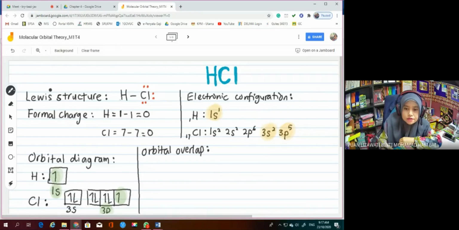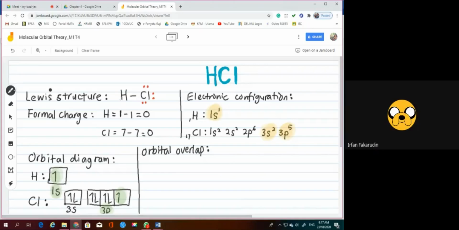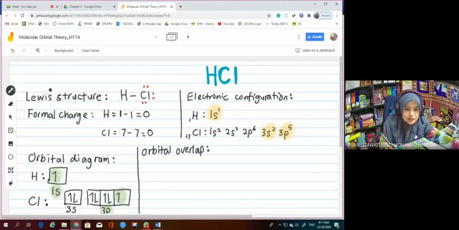Okay. Right, so overlapping between 1s. So what is the shape for S? Irfan? Bulat. Bulat, ya. Bulat ke? Ya. Circle kan? Circle. So it's spherical shape. Okay. Kalau bulat tu maksudnya nampak dalam bentuk 2D kan?